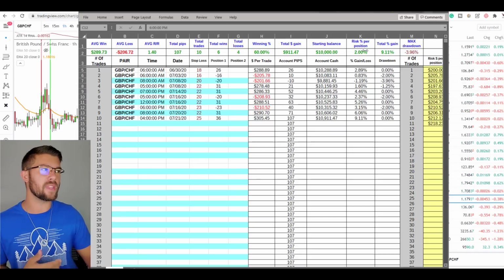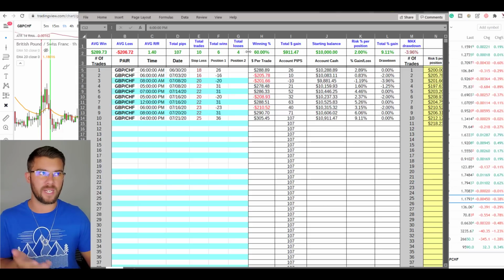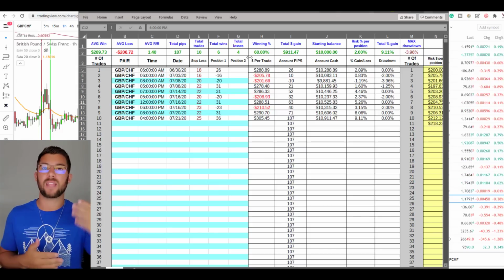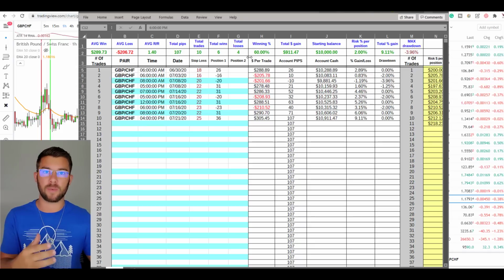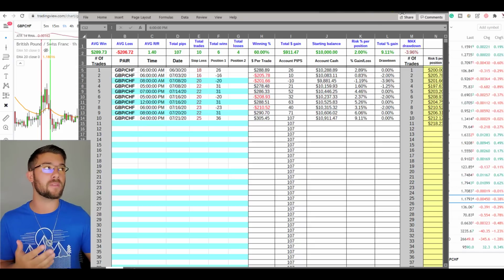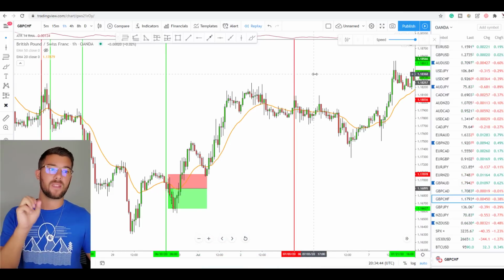And other than the ROI and the max drawdown, if I had a 60% winning percentage over 100 trades, that would be something I would definitely start demo trading personally and eventually put into my trading plan. So that's the second step.